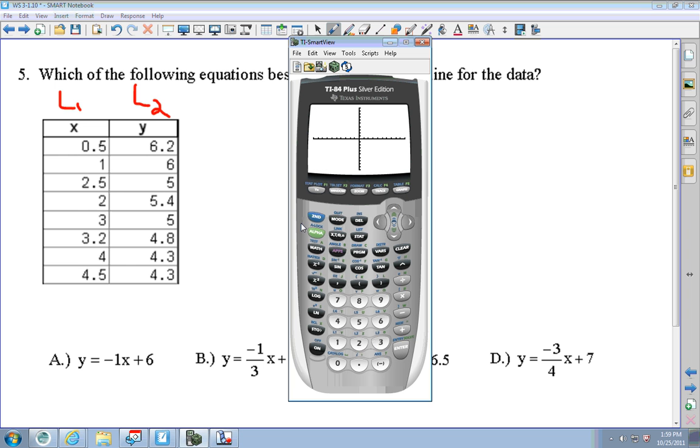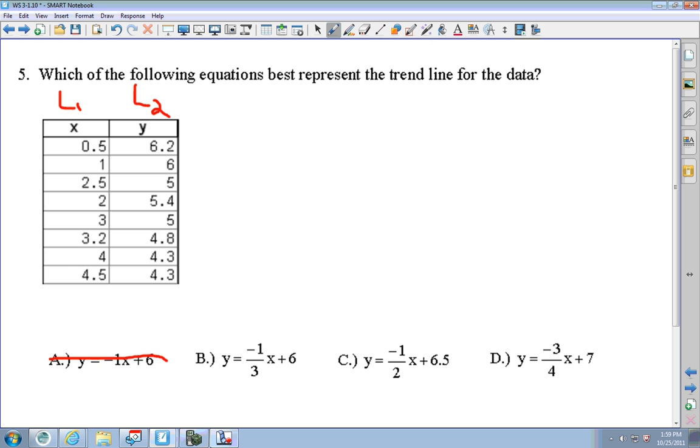Turn your stat plot on. Second y equals, enter, enter. Press graph. Well, I see some dots, but we're supposed to set our windows. So we're going to press zoom 9. There's our pretty picture. If they ask you for your window settings, press window, and it gives you your window settings. I'm going to go to y equals now. Let's try and put in there negative 1x plus 6. Press graph. Oh, no way. That's way far. Not that one.